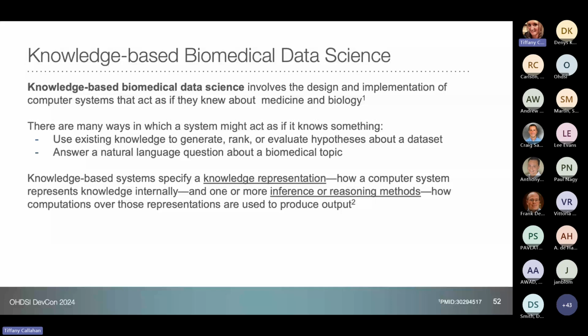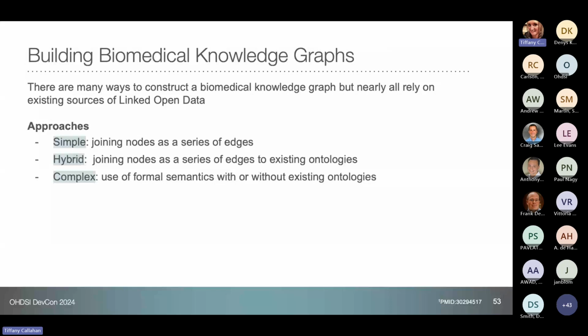Knowledge-based systems specify a knowledge representation, so how a computer system could represent knowledge internally, and one or more inference or reasoning methods to represent output derived from them. And a knowledge representation is therefore the schema or blueprint for how we build a knowledge graph. There are many ways to construct biomedical knowledge graphs, but nearly all of them rely on some kind of linked data, or how else are you going to be able to connect entities?